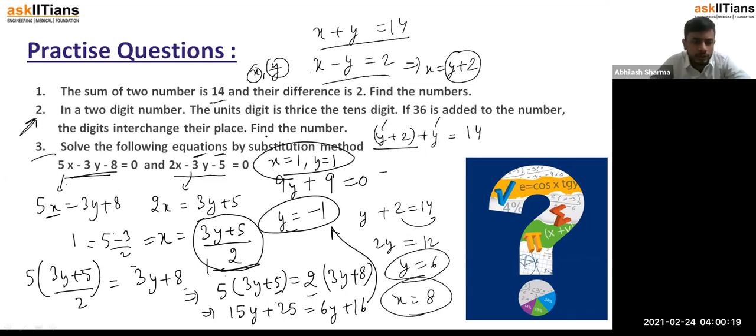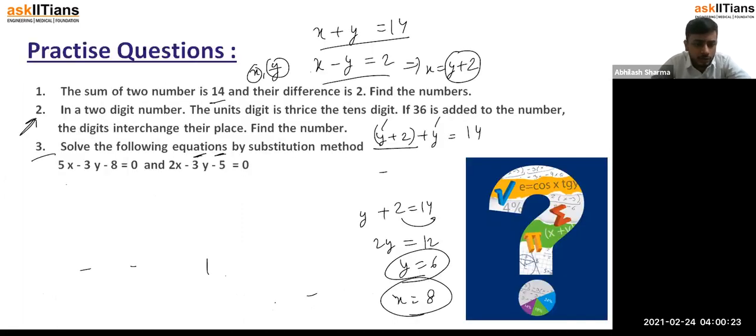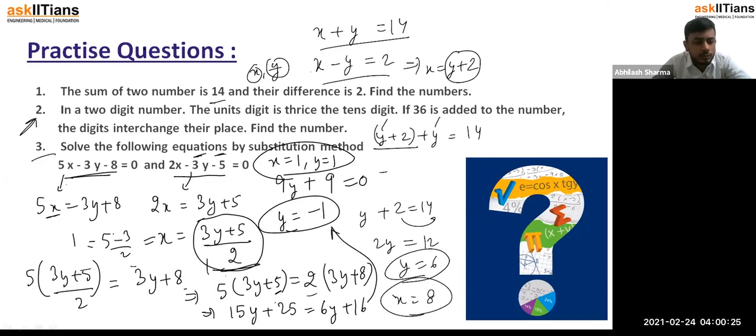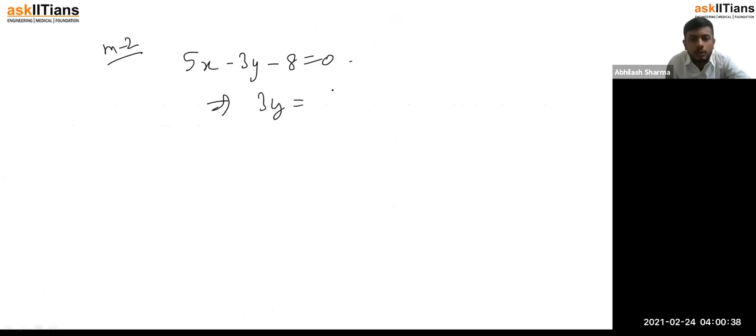Now another solution, let us have a look. Another solution would be that you can write from the first equation that y is equal to, look, we are given 5x minus 3y minus 8 equal to 0. So from this you can write, another method I am telling you, okay, this is method 2. We can write 3y is equal to 5x minus 8. I have just taken this here. And then y will be equal to (5x minus 8) by 3.